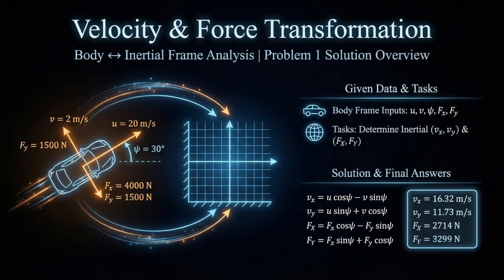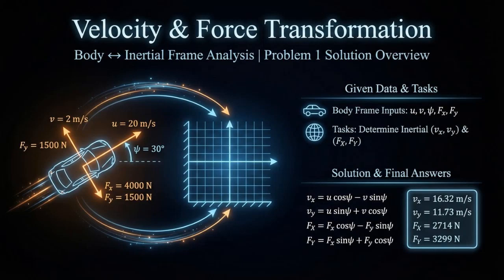This example shows how velocities and forces are transformed from the vehicle frame to the earth frame. The vehicle has a forward speed u of 20 meters per second and a lateral speed v of 2 meters per second. The yaw angle is 30 degrees. Using the transformation equations, Vx equals u cosine psi minus v sine psi, and Vy equals u sine psi plus v cosine psi, with cosine 30 degrees equal to 0.866 and sine 30 degrees equal to 0.5, the earth frame velocities are Vx equals 16.32 meters per second and Vy equals 11.73 meters per second.